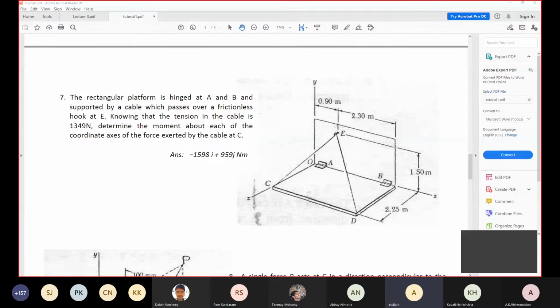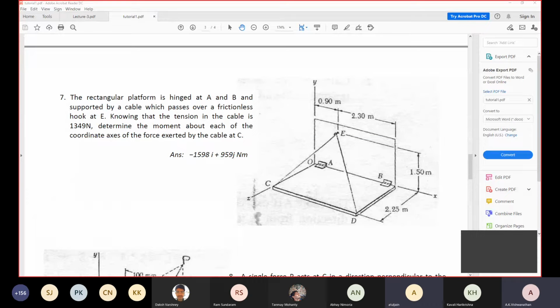In question number 7, if anybody has a doubt, please raise your hand. Otherwise, lower your hand, please. Anubhav, Soni, AK Vishwanathan. In question number 7, is there any question? Yeah, tell me. Sir, in the 7th question, I got 1587.5, and the direction I have got is reverse.